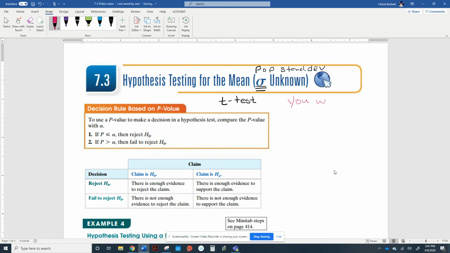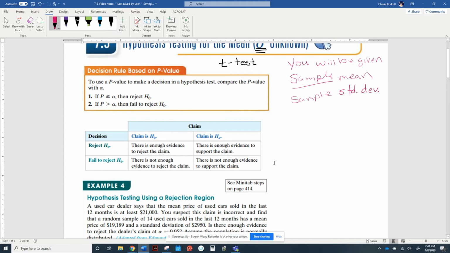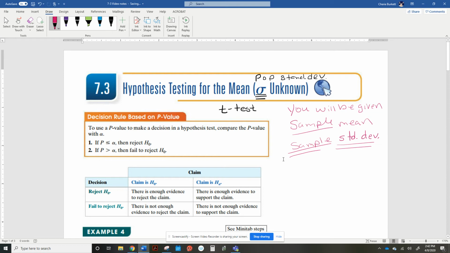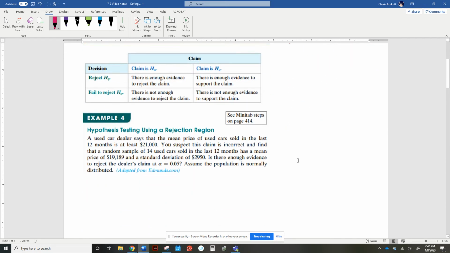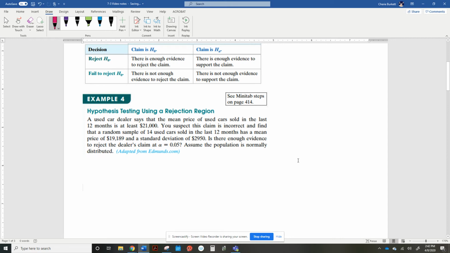let's change colors. You will be given the sample mean and the sample standard deviation. Now, the problem with that is that it's not always real clear. So you have to look very carefully and make sure you are not seeing population standard deviation. If you see population standard deviation, you go back and do a z-test. But if you do not see population standard deviation, then you're going to be doing a t-test.